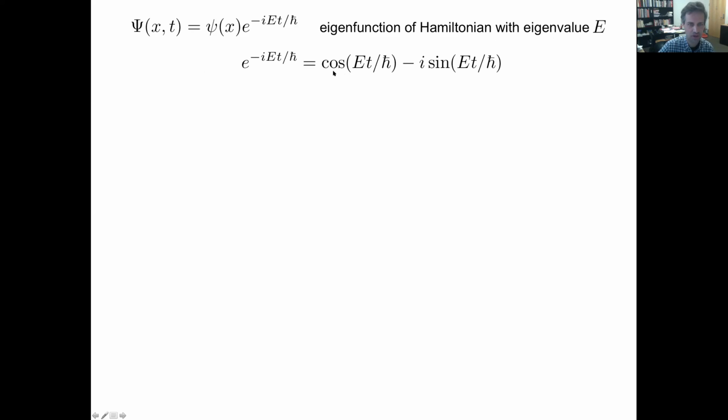This is complex calculus, and we'll get back to it in a little bit more detail on Friday, okay? And I think some of you have practiced this already in the discussion sections. But we can write this complex exponent in terms of the cosine, which is the real part, and then the imaginary part, that is the sine. The same argument, Et over h-bar. Okay, so we'll be diving into this a little bit more deeply on Friday.